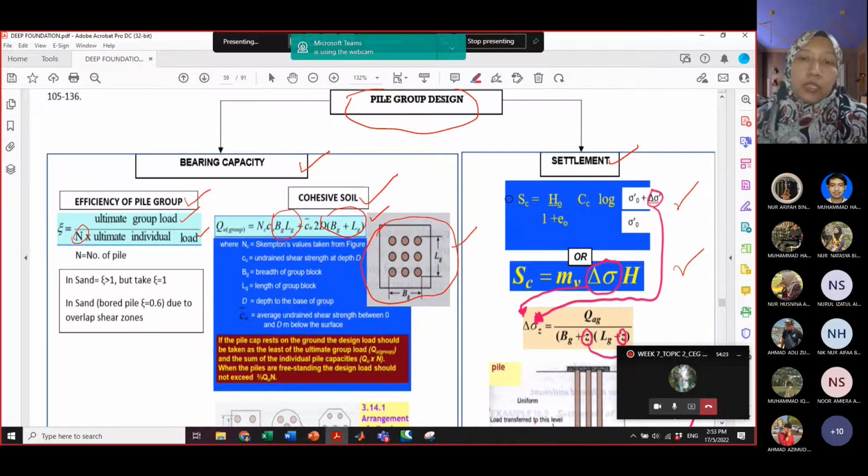So you can calculate from the first formula or from the second formula. It depends on the information, which parameters are given to you. So if you are given the coefficient of volume compressibility, we will use mv. But if you do not have the information on mv, but you have the initial void ratio, we can estimate the settlement from the first formula.